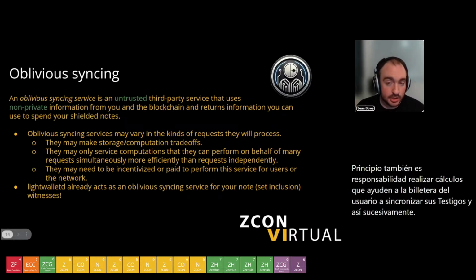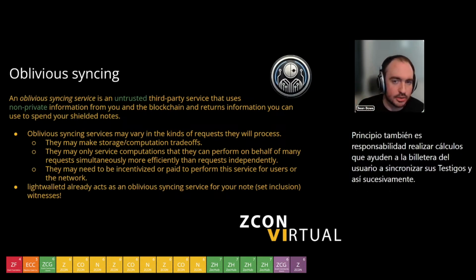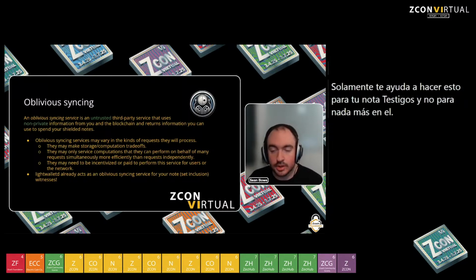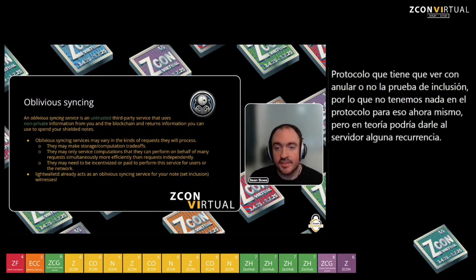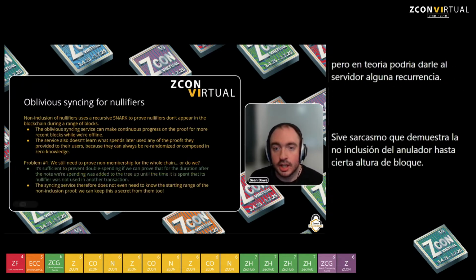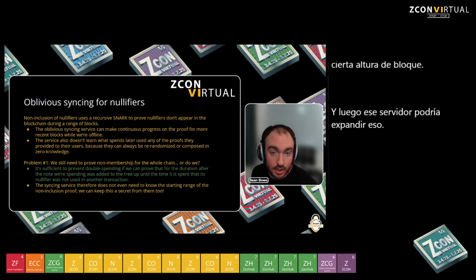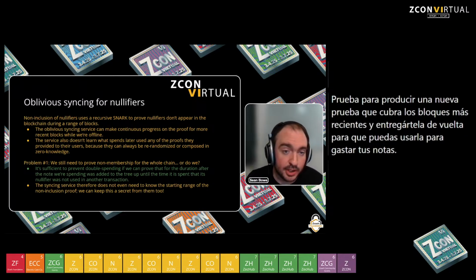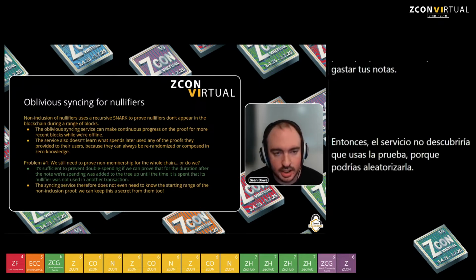LightWalletD only helps you do this for your note witnesses, and not for anything else in the protocol that has to do with nullifier non-inclusion proofs. We don't have anything in the protocol for that right now. But in theory, you could give the server some recursive SNARK that proves non-inclusion of a nullifier up to a certain block height. And then that server could expand on that proof to produce a new proof that covers the more recent blocks and hand that back to you. And you can use that to spend your notes. So the service wouldn't find out that you used the proof, by the way, because you could re-randomize the proof that they gave you, or you can compose it with your SNARK.